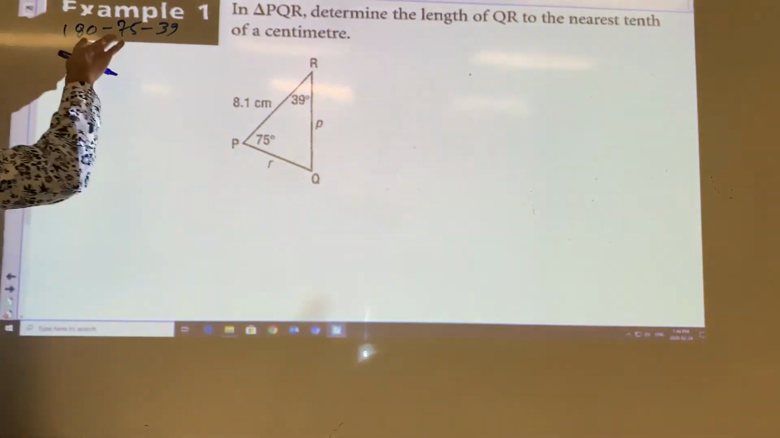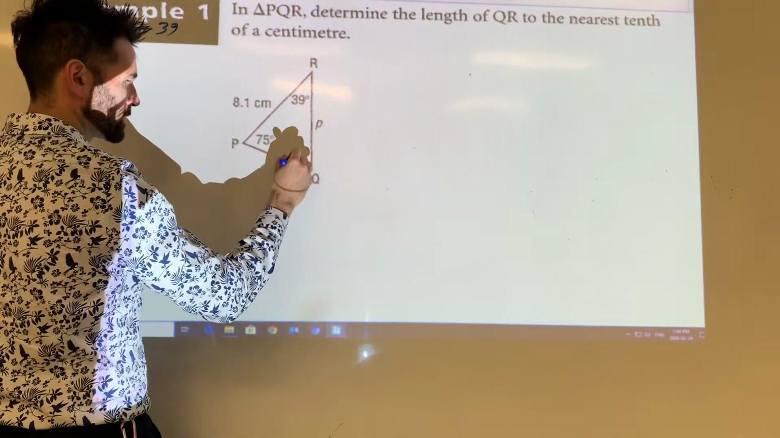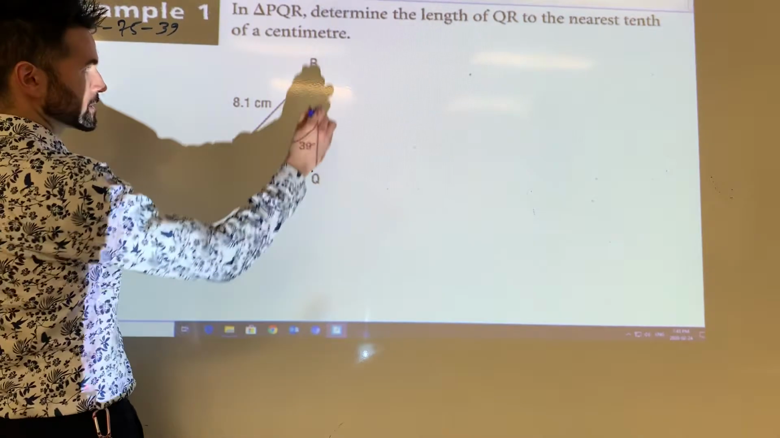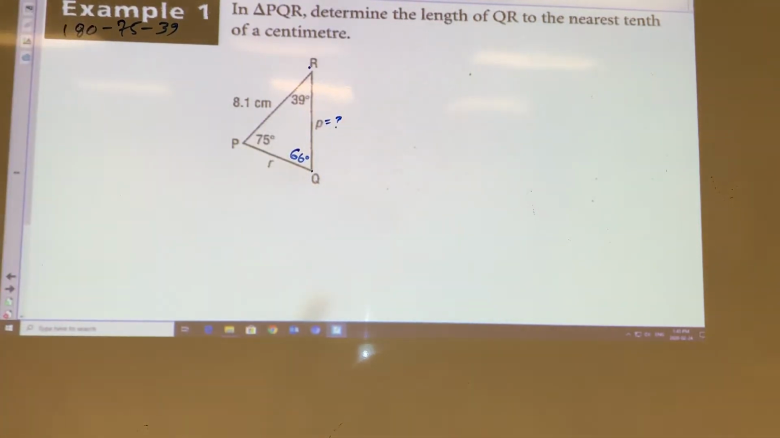So what do we got? That's 105. 66? Excellent, thank you very much. So that's 66. All right, and now let's see, it says find the length of QR. So QR is this side, so that would be little p.